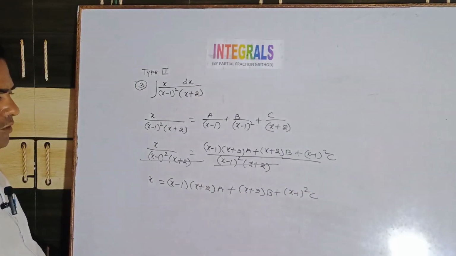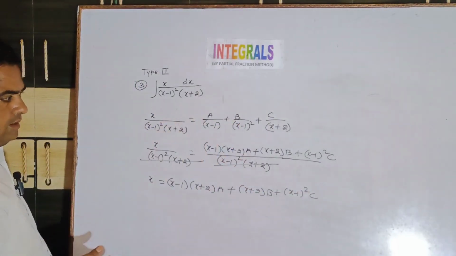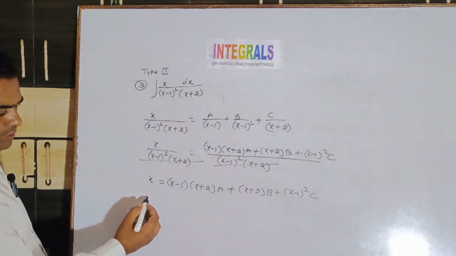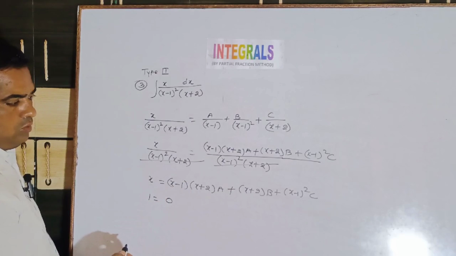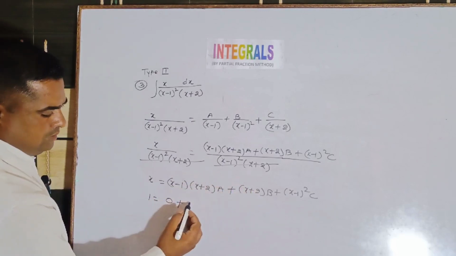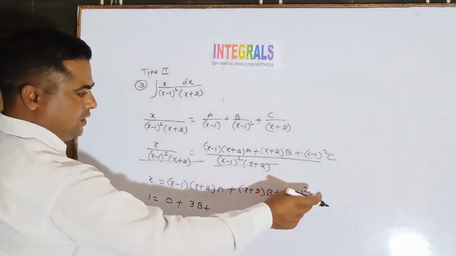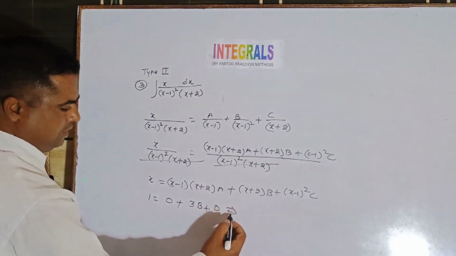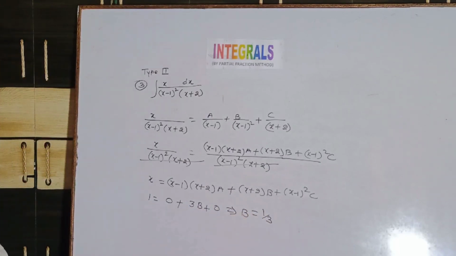Students, we have to find the value of a, b and c. So we are putting x equals to 1. If you will put x equals to 1, so we will get here 1 is equals to 1 minus 1. This whole part will be 0. Correct? Plus 1 plus 2, so this will be 3 b, and 1 minus 1 will be 0 into c. This will be 0. Means value of b is 1 upon 3. Correct?